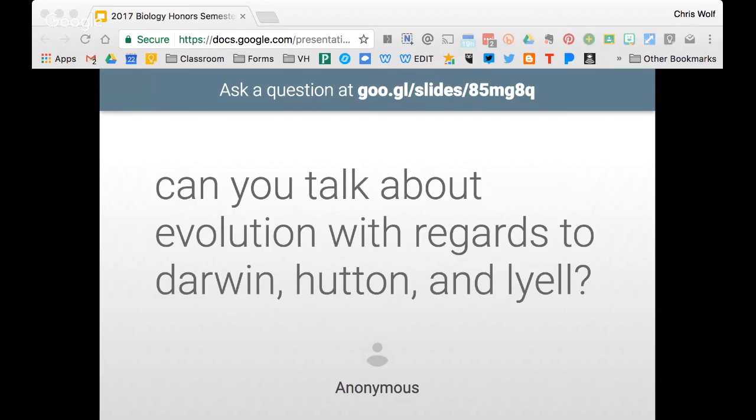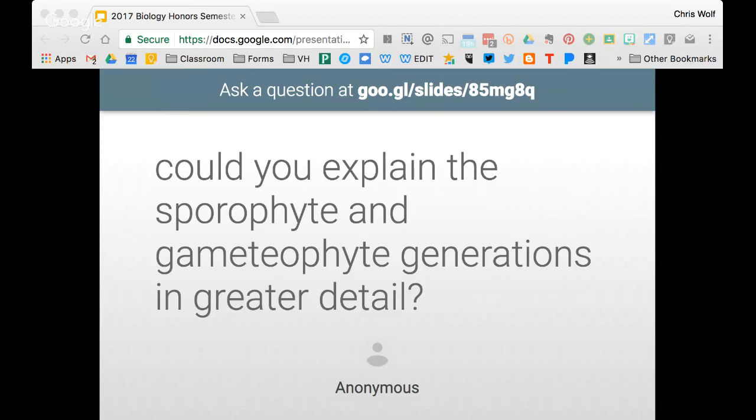Could you explain the sporophyte and gametophyte generations in greater detail? Okay, so the sporophyte generation, you have to remember, is named that way because it produces the spores. And this is where the meiosis occurs. So the sporophyte generation is diploid, however, it creates haploid spores. Haploid spores are made through meiosis. So there are special parts of the plant that go through meiosis to create haploid spores.